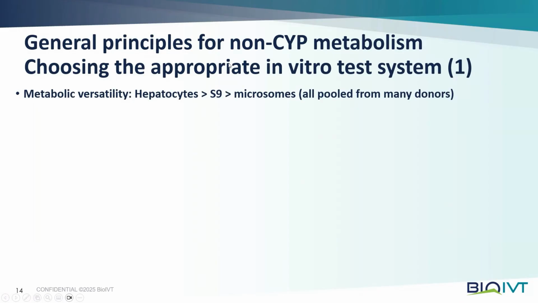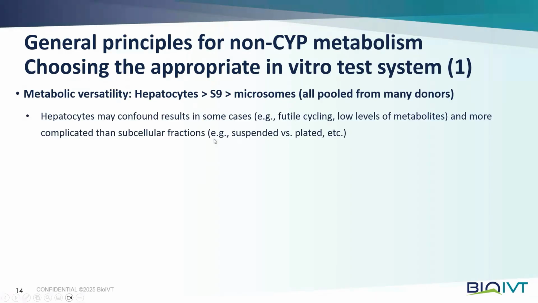So, general principles for non-CYP metabolism: choosing the appropriate in vitro test system. I'll get into this a little more in specific strategies, but one of the first things to consider is what's the best test system? And it's not always hepatocytes. If you look at metabolic versatility, of course, hepatocytes have more than S9. S9 is simply a combination of microsomes, so the endoplasmic reticulum, and cytosol. And we all have these pooled from many donors, over 200.